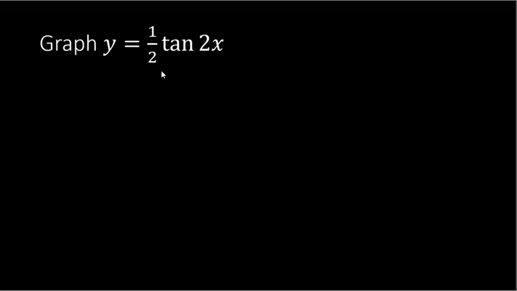So let's try one out right here. We have y equals 1/2 times tangent of 2 times x. So first off, right here, that would be your amplitude, 1/2. And then we can also find the period. The period we find by doing pi divided by this number. So pi over the absolute value of 2, which would be pi over 2. All right, so we have already pretty much everything we need.